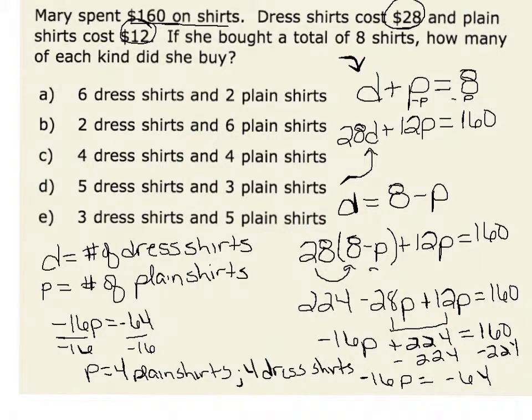I could verify that this is indeed my answer. I could take $28 times 4, giving me the amount that I spent on dress shirts, plus 12 times 4, giving me the amount that I spent on plain shirts. When I add this up, I will see that it is equal to 160, verifying that Mary did indeed buy 4 dress shirts and 4 plain shirts.